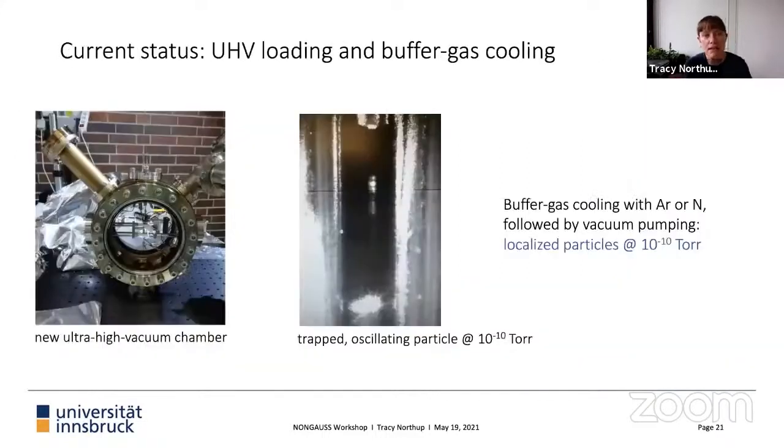So what we've done instead is we're now using buffer gas cooling. We've switched to an ultra high vacuum chamber, and we load particles, and then we pump in argon or nitrogen to buffer gas cool the particle, and then we pump out that gas. And we can do that quite well. The first picture you see is simply an oscillating particle from our first trapping at ultra high vacuum, where we weren't damping it. More recently, we've pumped in these gases in order to damp them, and we see that we can also pump them back out very effectively. So then we can work at ultra high vacuum with these particles.